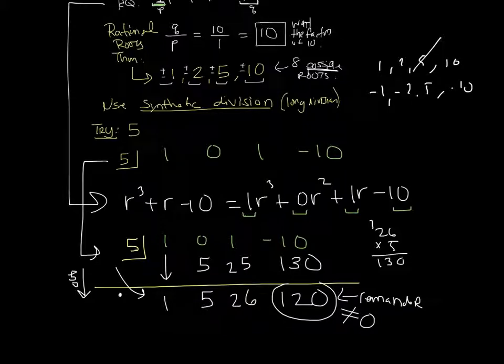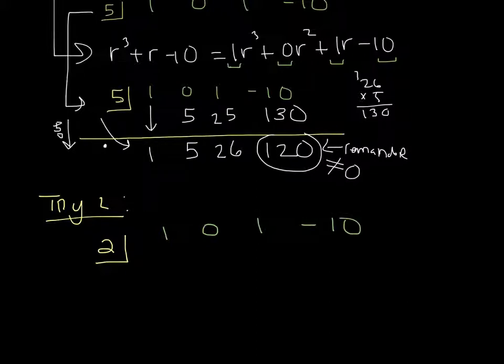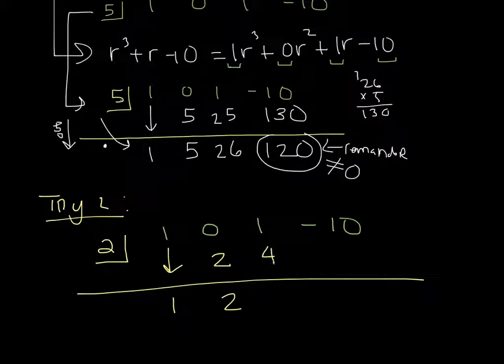So let's try 2. If we try 2, I'm going to put 2 in my little box here. And I'm going to use my same polynomial, so 1, 0, 1, negative 10. Draw my horizontal line, drop my 1. 1 times 2 is 2, add these. 2 times 2 is 4, add these. 5 times 2 is 10. Well, it's really positive 10, so negative 10 plus 10 is 0.